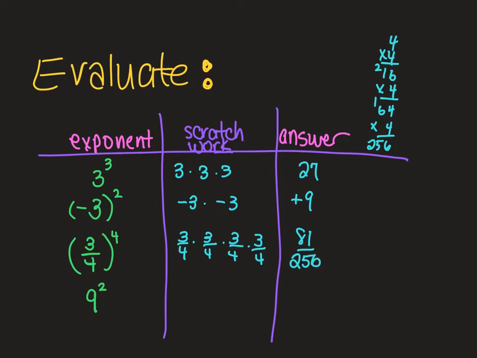All right, this next question, 9 squared means 9 times 9, which is 81. So that's how you evaluate. Evaluate means find the final answer by doing these multiplication problems, either in your head or on paper. Sometimes we have a lot of scratch work.